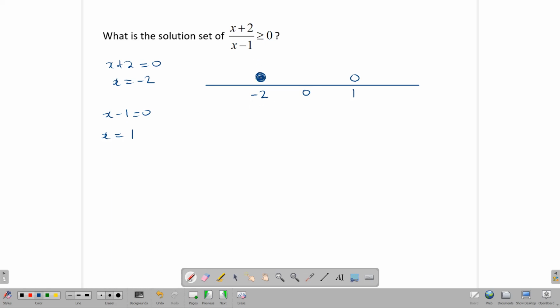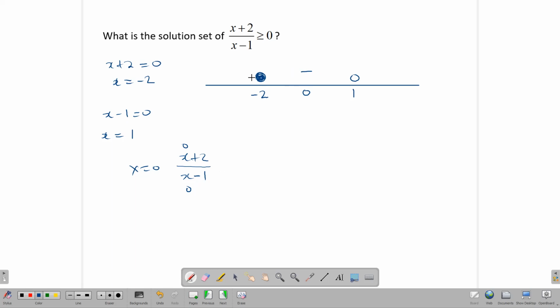And what we need to do now is test the regions of the graph. We can do a simple sign analysis and check out what's going on in the graph. Now let's write this down: x plus 2 over x minus 1. Let's suppose x is 0. If x is equal to 0, then we're going to have 0 plus 2 over 0 minus 1. That means we're going to have a positive divided by a negative. That's negative. So in this region here we're going to have a minus. Everything in this region is going to be negative.